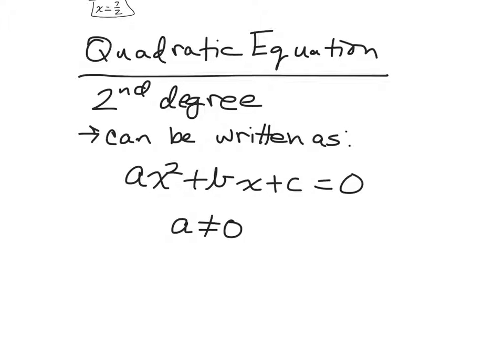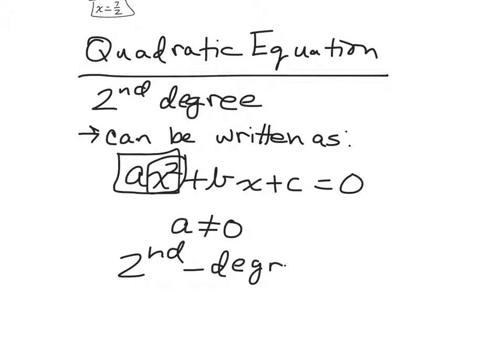Now, what does that do for us? Well, let's think about if the A was equal to 0. Then here I would have 0 times x squared, which would be 0, right? And I wouldn't have an x squared. So by saying that A cannot be equal to 0, we're guaranteeing that there's going to be an x squared. Class, what is it that makes a quadratic equation quadratic? The x squared. In other words, it's a second degree equation.